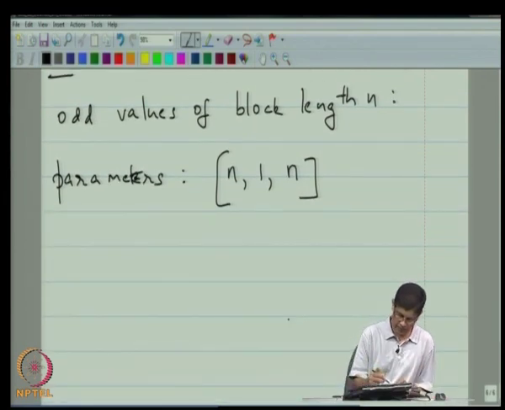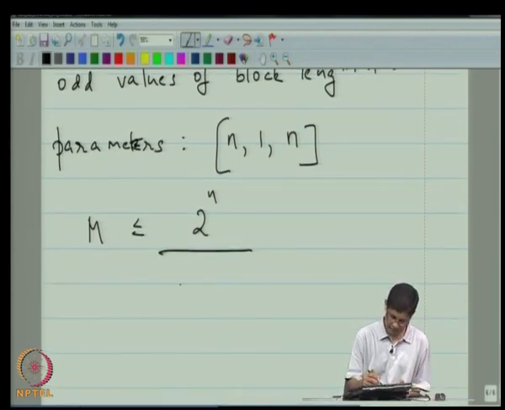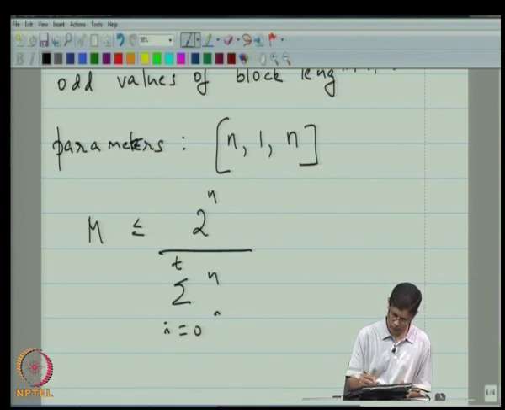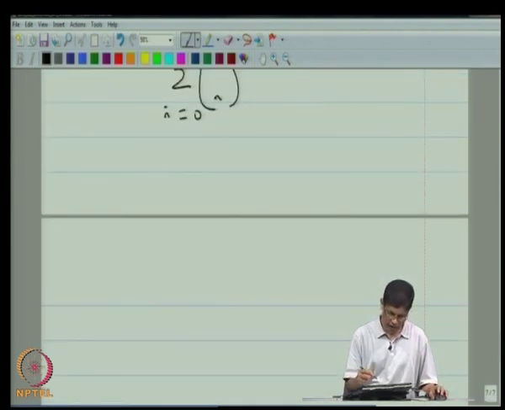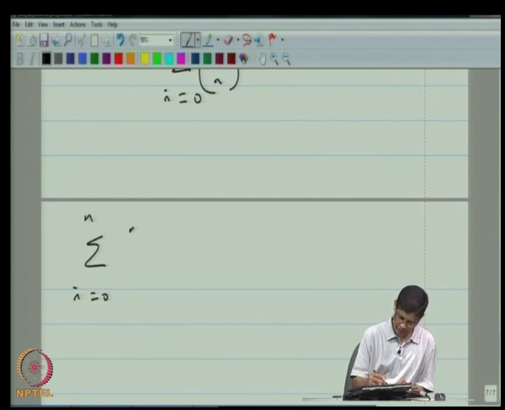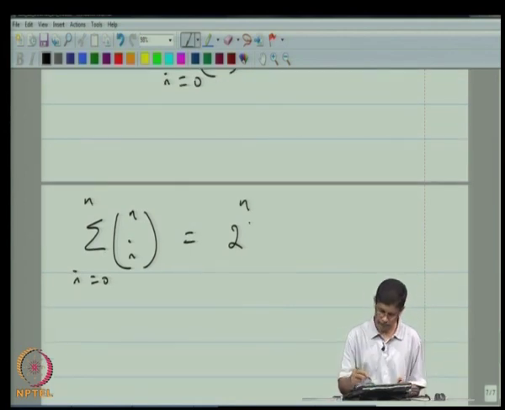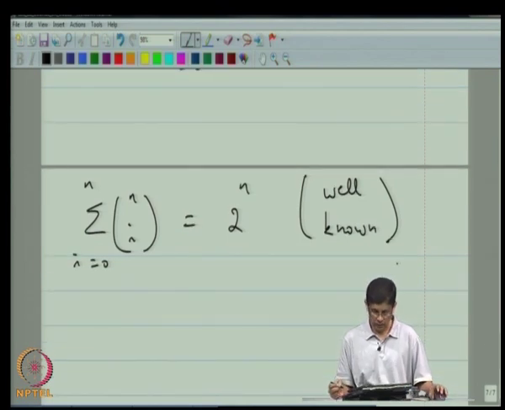Now, what does the Hamming bound say? The Hamming bound says that M in this case is less than or equal to 2 to the n divided by the sum, i goes from 0 to t, n choose i. Now, we know that if you add, i goes from 0 to n, if you add up all the binomial coefficients, you get 2 to the n. This is well known. It is a well known result in combinatorics or from the binomial theorem.